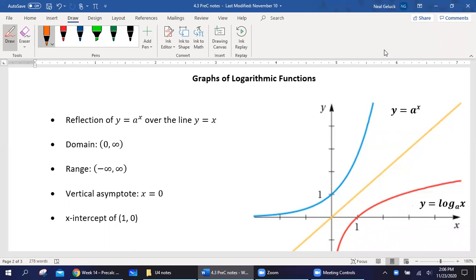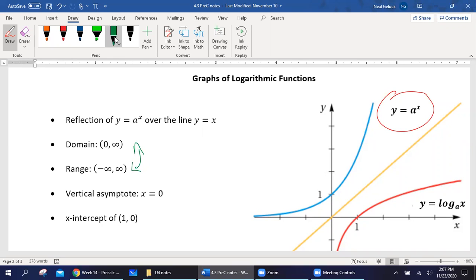The second part of section 4.3 is going to focus on the graphs of logarithmic functions. So we spent a lot of time looking at exponentials. Now we're going to look at logarithms, and this shows that they are inverses. The blue one is an exponential, where the base is greater than 1, an exponential growth. The logarithm is just the reflection of that. So the domain and range switch. So these are opposite of what they were on the exponential stuff.